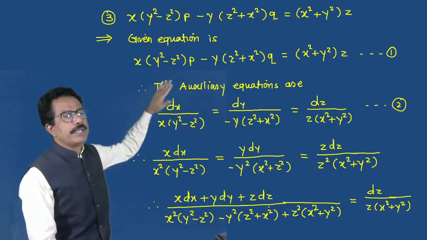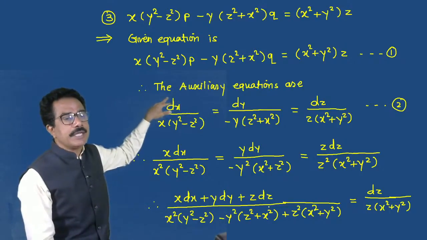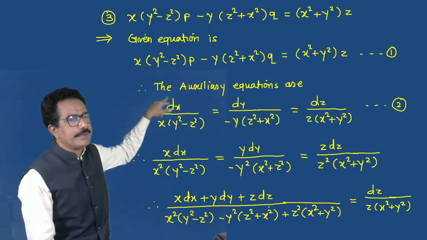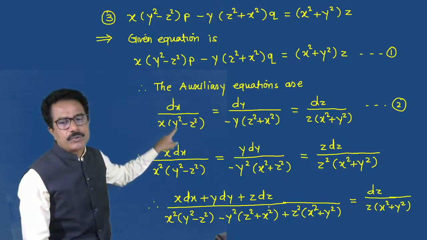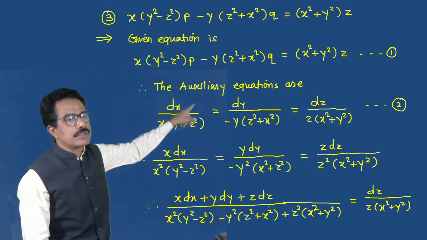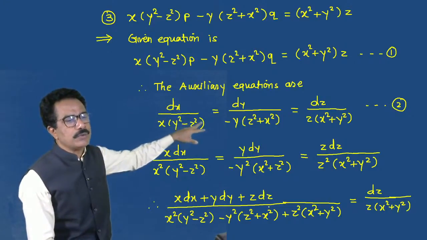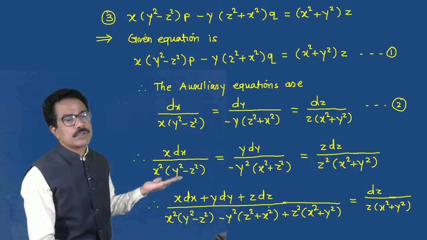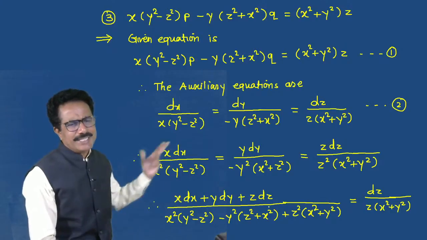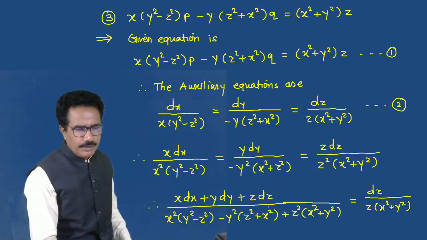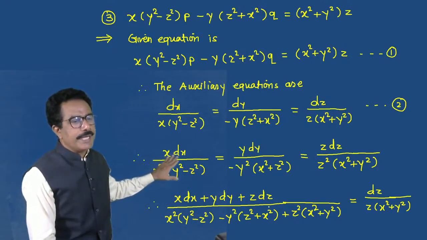The given differential equation, suppose it is equation number 1. We can write the auxiliary equations of equation 1: dx divided by x into y square minus z square equals dy divided by minus y into z square plus x square equals dz upon z in a bracket x square plus y square. So these are its auxiliary equations.